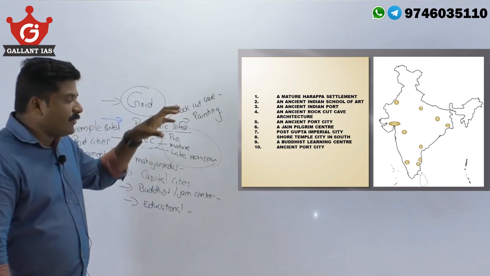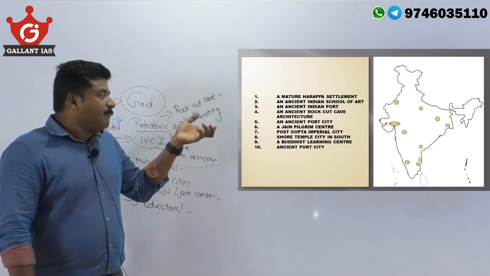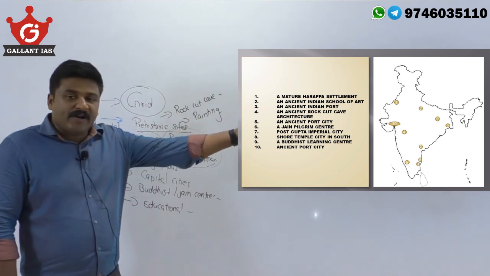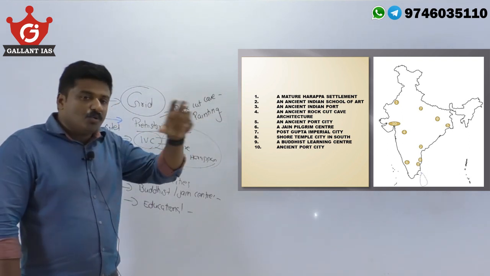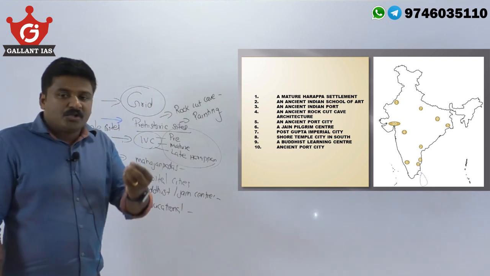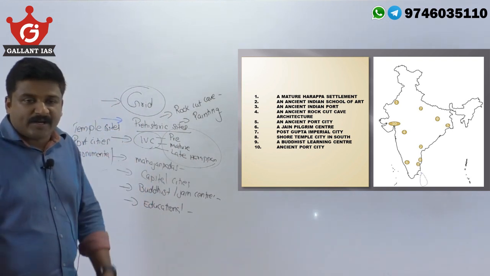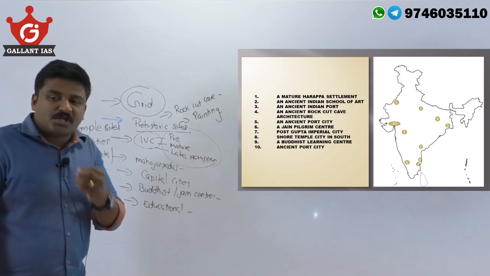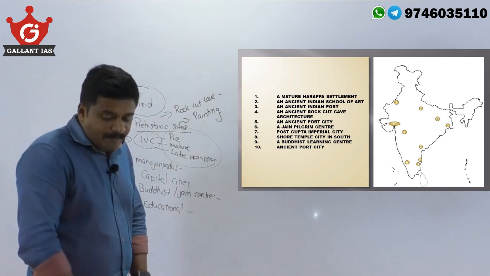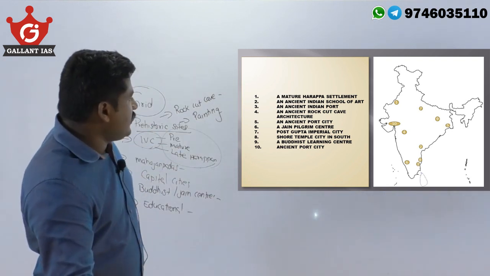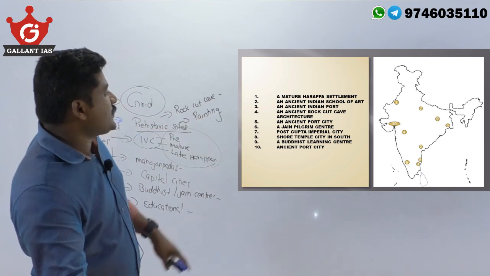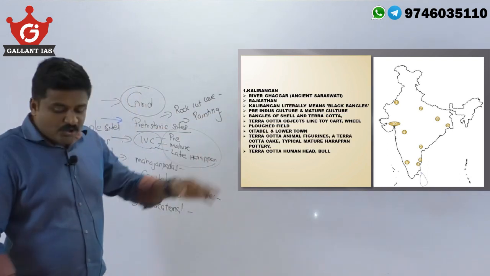This is the way they are giving you a one-liner clue or hint. Based on this, you will have to identify the marked site in the map. You give a short description for that. In 2 or 3 lines you can give this short description because each carries only 2.5 marks. Okay. So here, accordingly, the first site is a mature Harappan settlement. Let's have a look into this map.